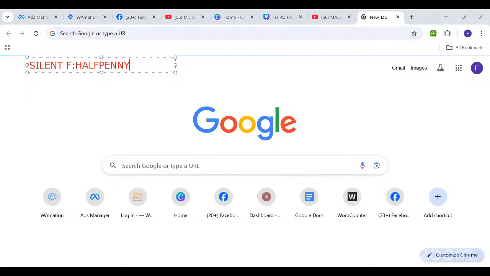Then we have silent G. For silent G, you can find it when you have letter N after letter G, like in the word rain.